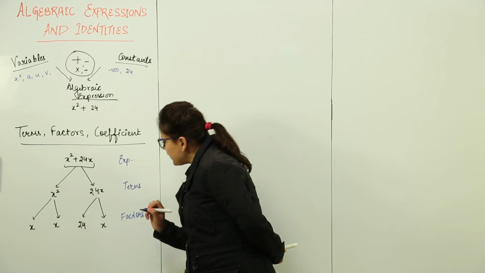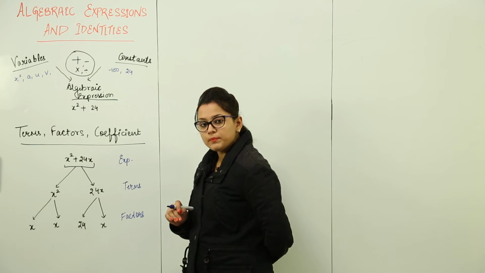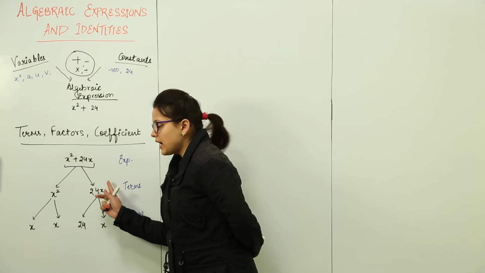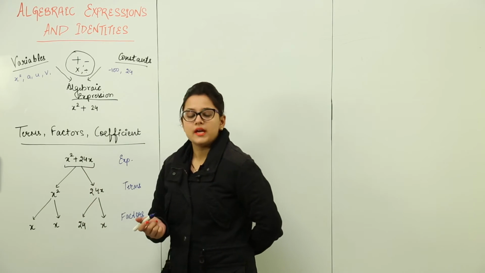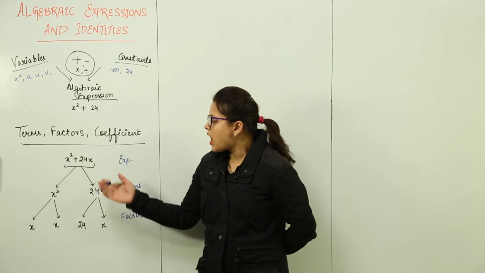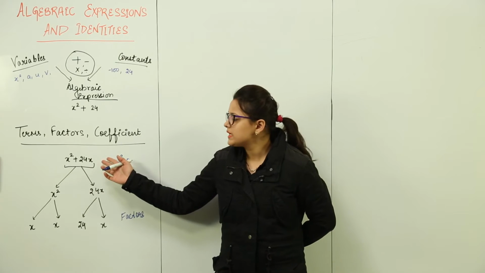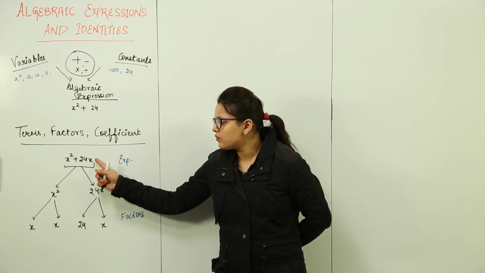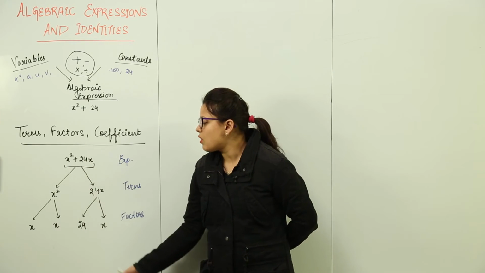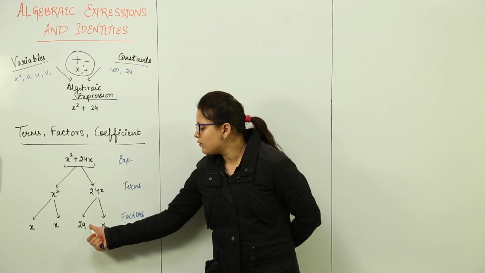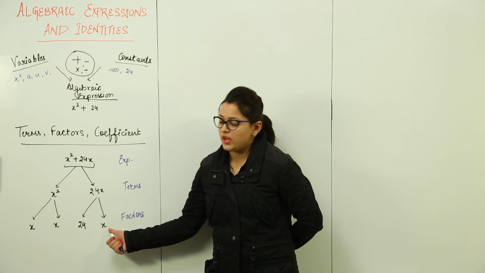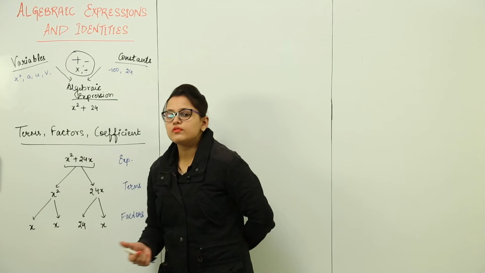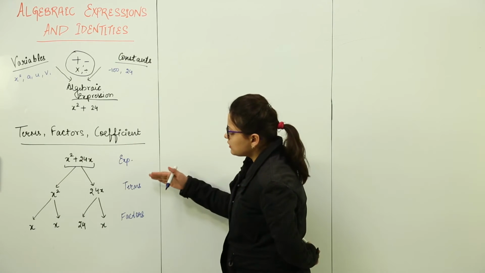Now, can you identify the difference between all three of them? Yes, the factors combine together to form one term, and terms combine together to form one expression. If I ask you how many terms are there in this expression, you will say that there are two terms. First term is x square, second term is 24x. If I ask you what are the factors of 24x, you would say 24 and x are the two factors of 24x. Similarly, what are the factors of x square? x and x are the factors of x square. So that was about terms and factors.